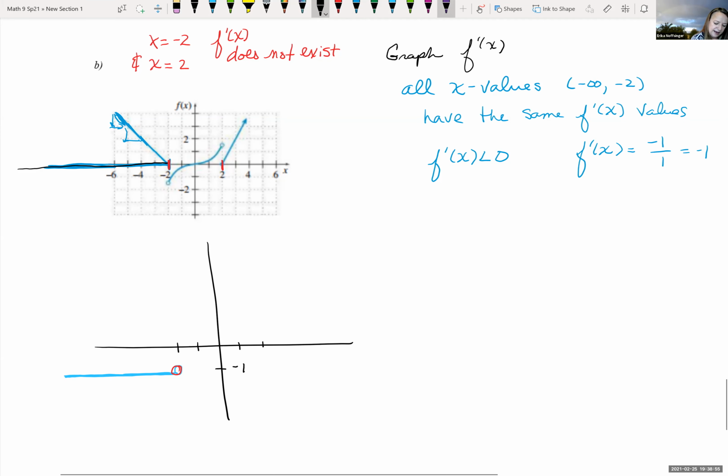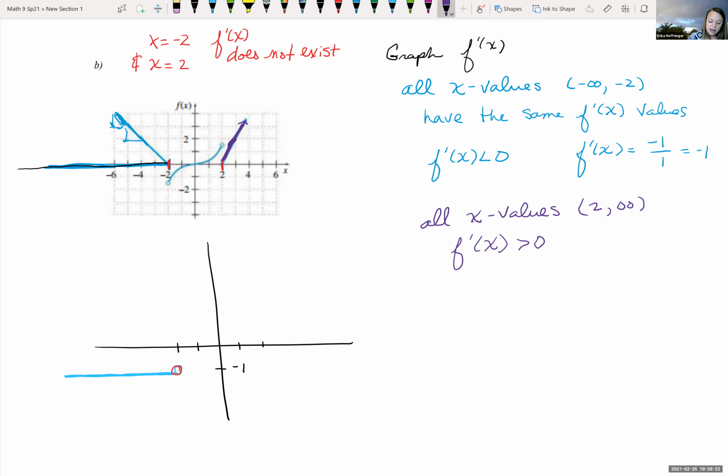Notice that that piece is an increasing function. That means my derivative is going to be bigger than 0 here. So for all x values from x equals 2 to infinity, I know that f prime of x is not necessarily increasing. I know f prime of x is greater than 0 because the function f of x is increasing. And in this case, I need to figure out what that is.